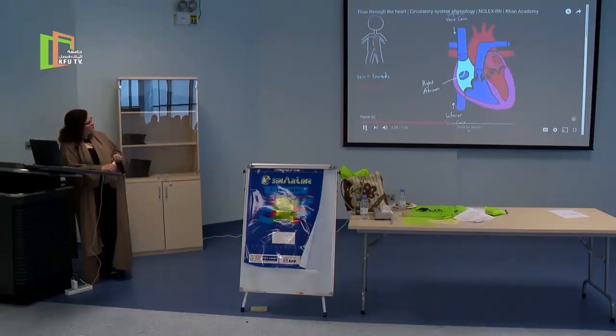And once blood is in the right atrium, it's going to head down into the right ventricle. So this is the right ventricle, down here. This is the second chamber of the heart. And it gets there by passing through a valve. And this valve and all valves in the heart are basically there to keep blood moving in the right direction, so it doesn't go in the backwards direction. So this valve is called a tricuspid valve.